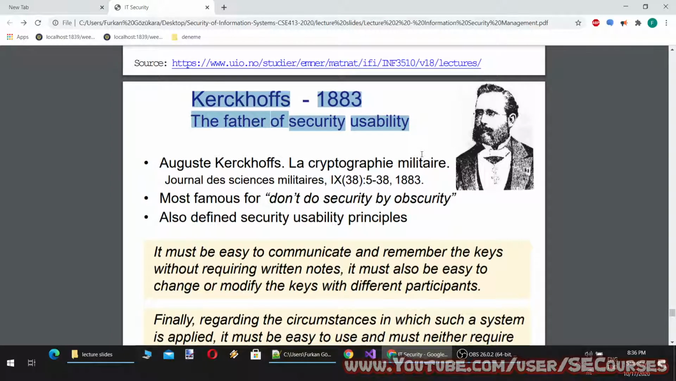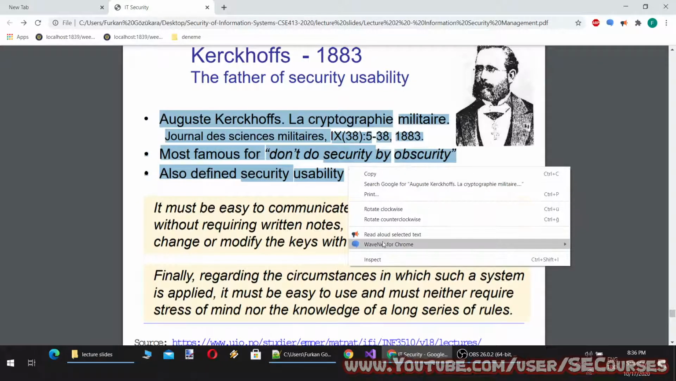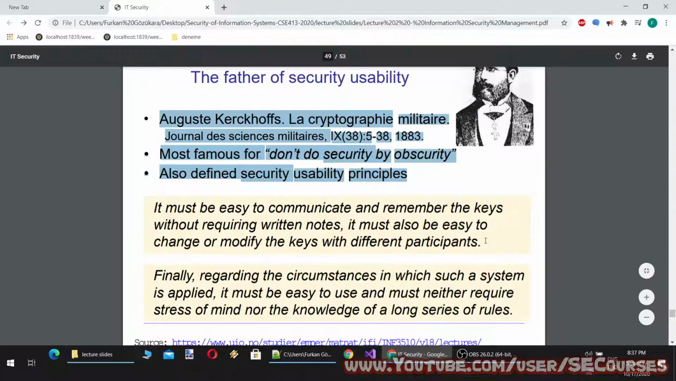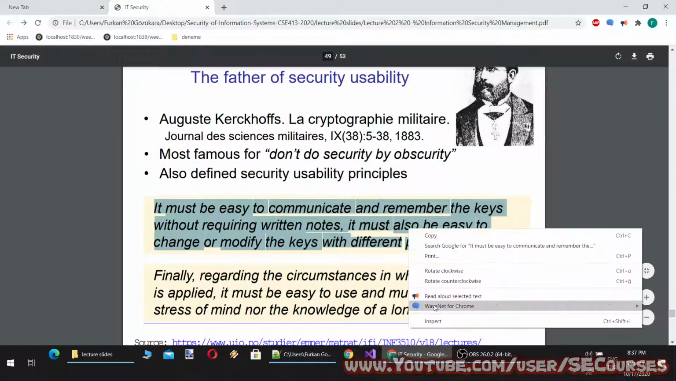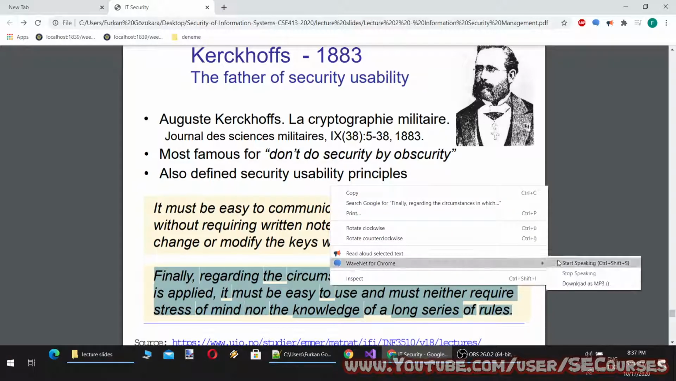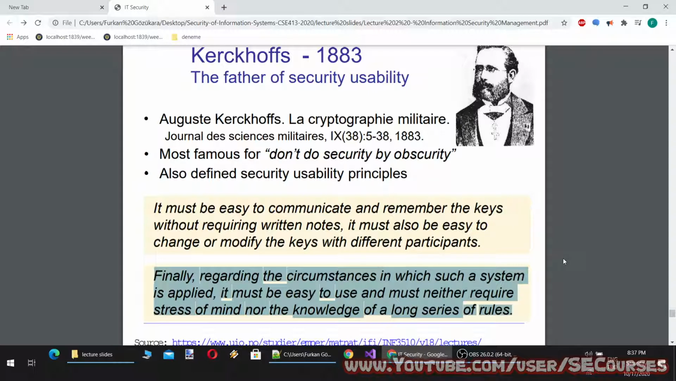Kirchhoff, 1883, the father of security usability. Auguste Kirchhoff's La cryptographie militaire, Journal des Sciences Militaires, vol. 9, pp. 5-38, 1883, is most famous for "don't do security by obscurity", and also defined security usability principles. It must be easy to communicate and remember the keys without requiring written notes. It must also be easy to change or modify the keys with different participants. Finally, regarding the circumstances in which such a system is applied, it must be easy to use and must neither require stress of mind nor the knowledge of a long series of rules.